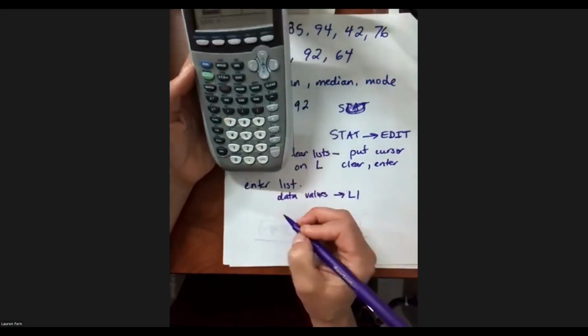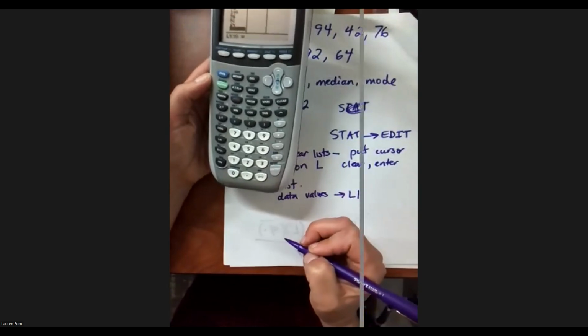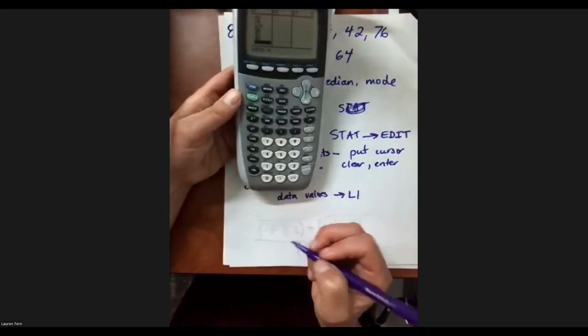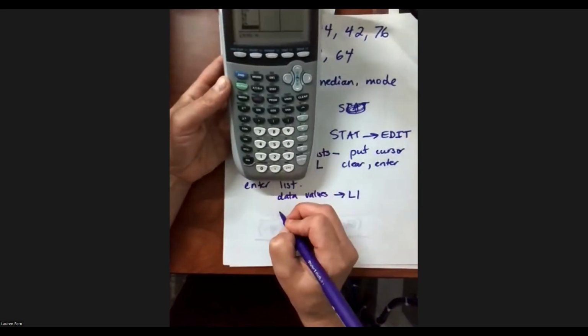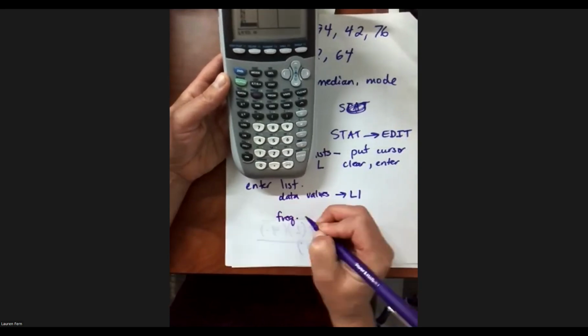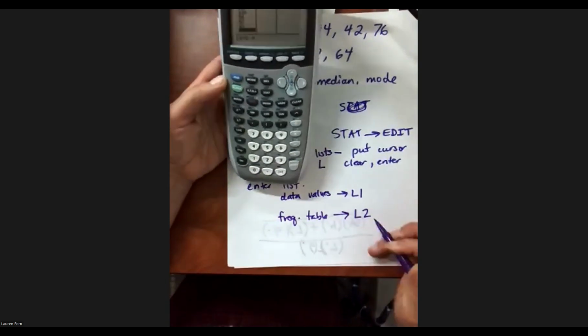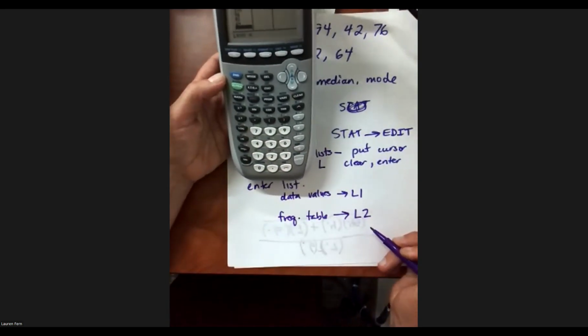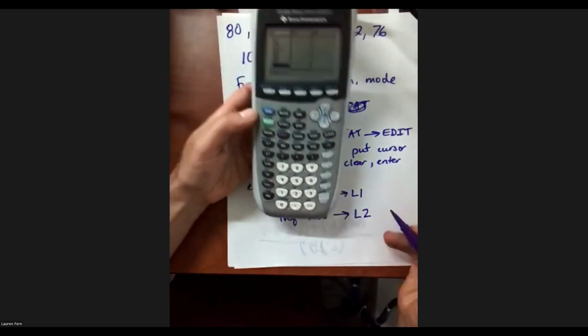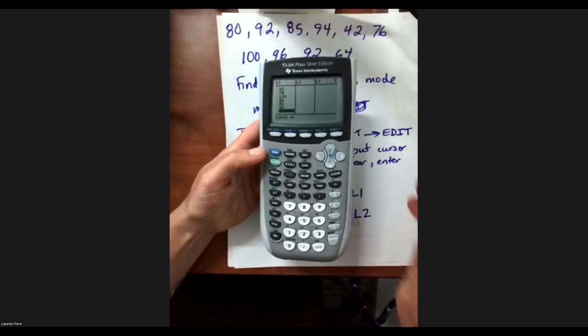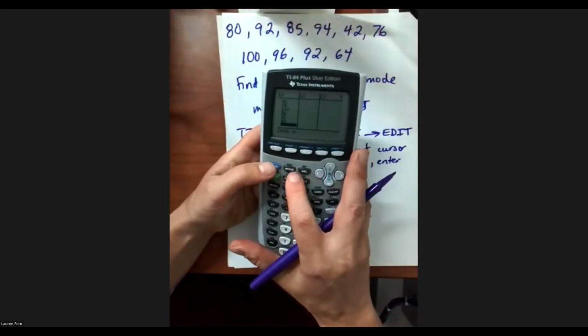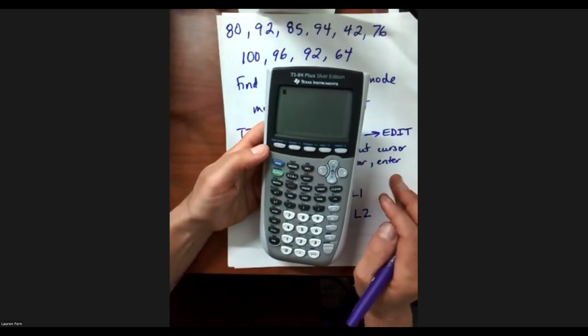Now, in a couple of these, we're going to have frequency tables. When you have your frequency table, you're going to put those frequencies in L2. You'll see what I'm talking about in a moment. So we entered our data. We want to get out of there, so we hit quit.